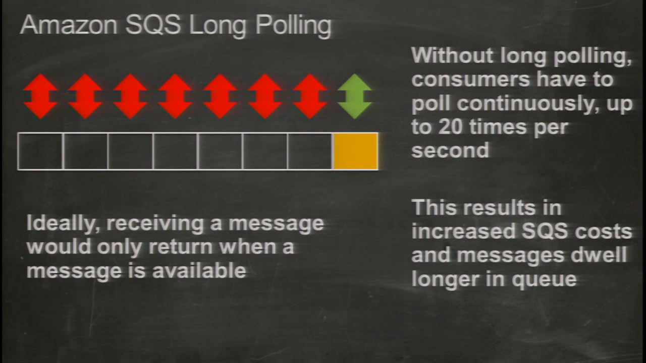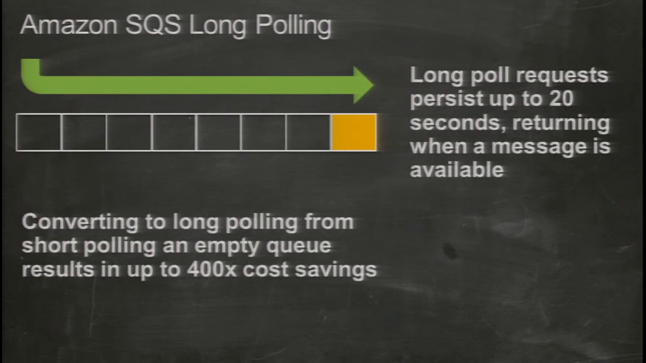If you think about how many of these type of requests you would do in, say, a 20-second period, you could think about the fact that you'd be polling about 20 times per second to get continuous coverage under the old way of doing things. Long polling fixes that by, when it encounters an empty queue, persisting up to 20 seconds, and then sending through the message just as fast as it arrives.